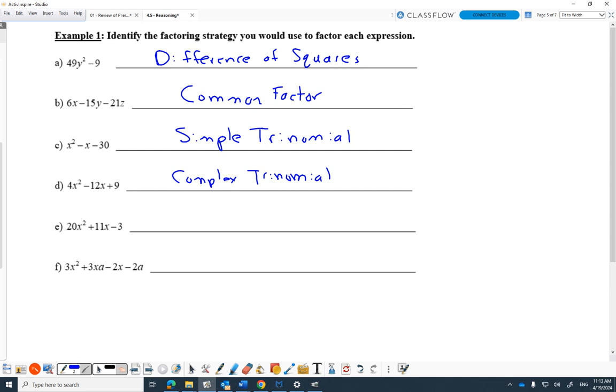I put 2 of those in here on purpose because especially after marking your quiz, I'm feeling pretty confident about common factor and simple trinomial as a group. Some of you have some little touch-up work to do. And then this one, oh boy, no common factor. It's not 3 terms. Can't be simple trinomial or a complex trinomial. What's the only thing that's left?